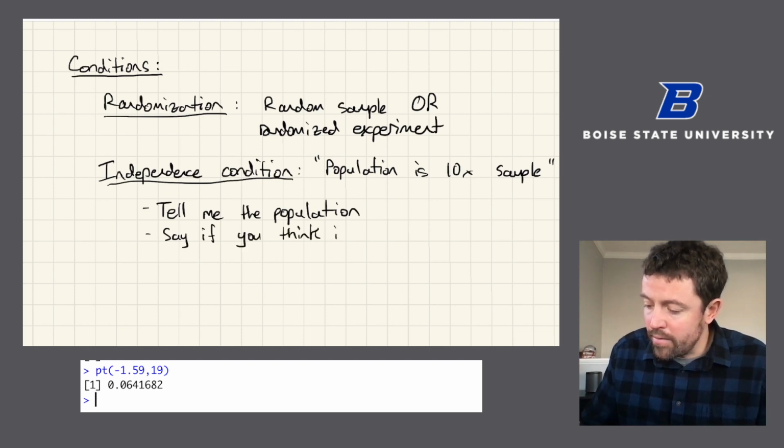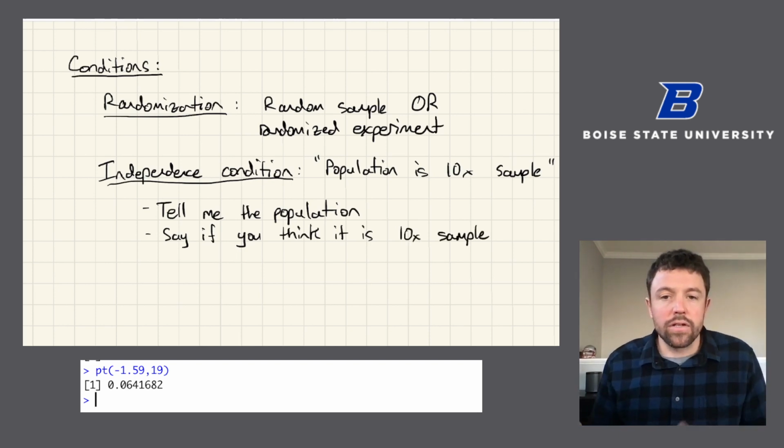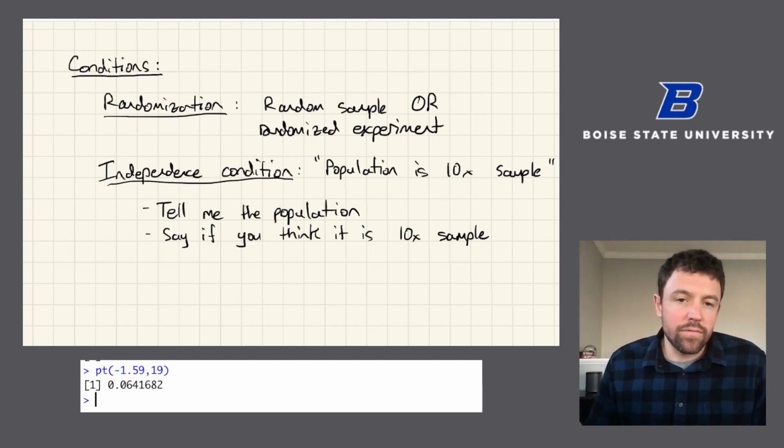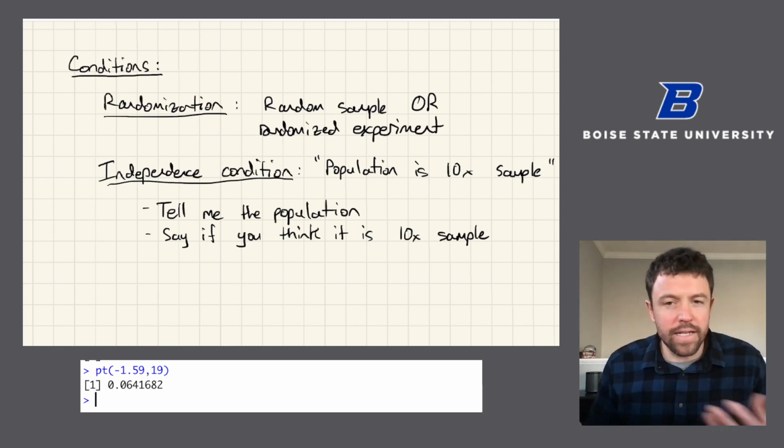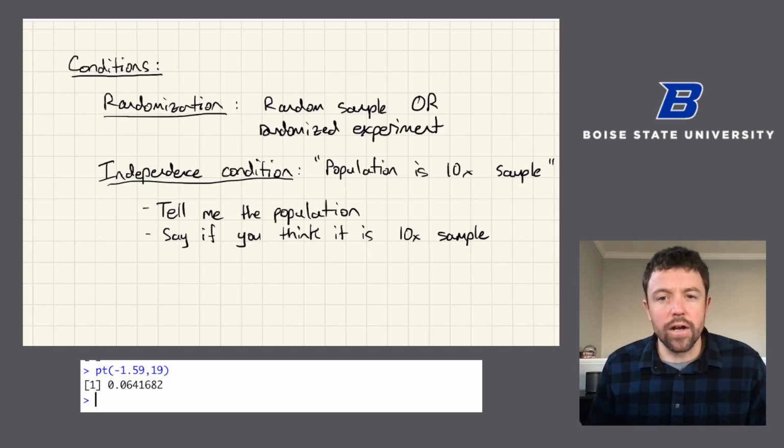In this example, I think the only reasonable choice for a population is all tennis balls produced by this company. And I think that it's the only reasonable thing to say is that, yeah, that has to be more than 200, right? No one's going to design a tennis ball and not produce 200 of them.